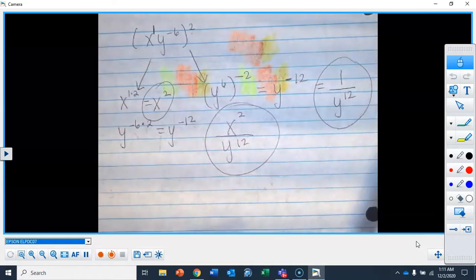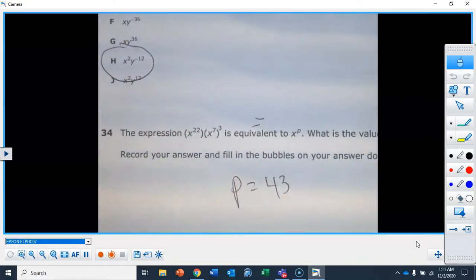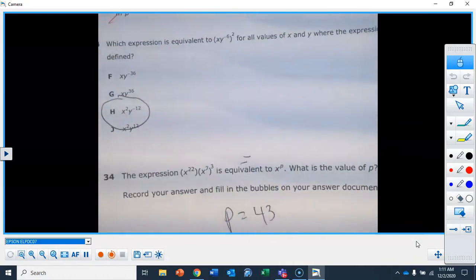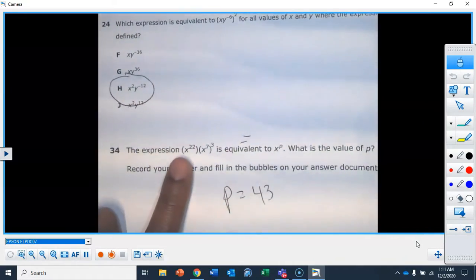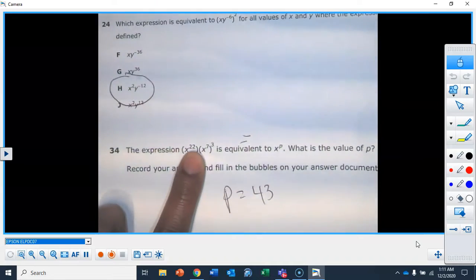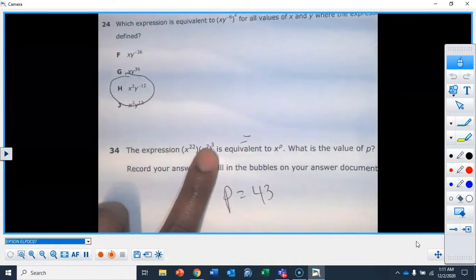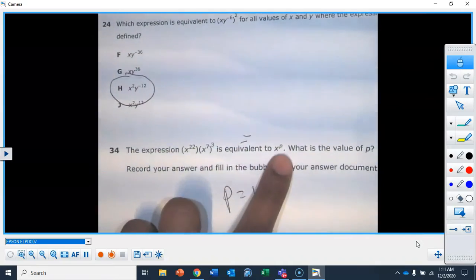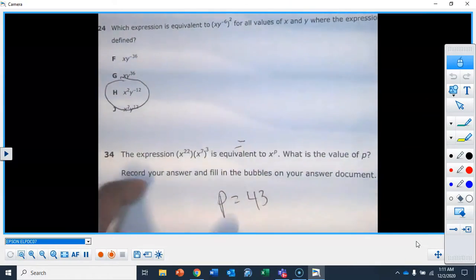Okay, that's that. Now again, I'm going to show one more, this one. The answer is 43, but I'm going to show you why. So for this next one, it says, ready? The expression x to the 22 times x to the 7 raised to the 3rd is equal to x to the p. What is the value of p? So notice for this one, guys, this is an open response.